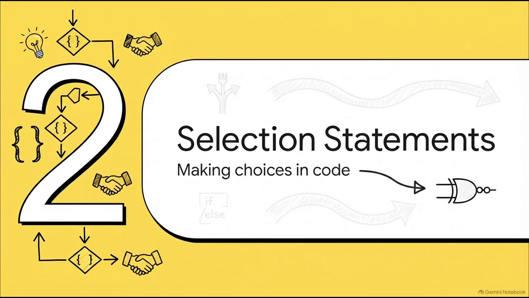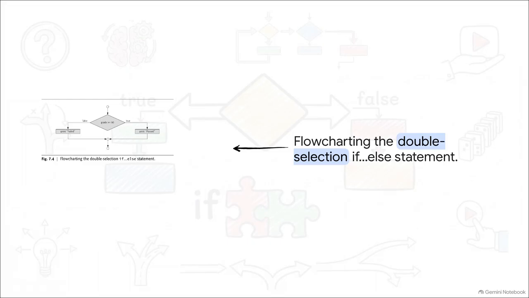Moving right along to Section 2, making choices with selection statements. Think of the if-else statement like a fork in the road. You're basically asking the program a question, right? Like, is this student's grade a 60 or higher? If it's true, the program takes one specific path and maybe prints passed. If it evaluates to false, it completely ignores that first path, takes a totally different route, and prints failed.